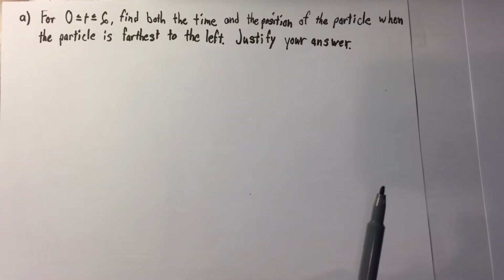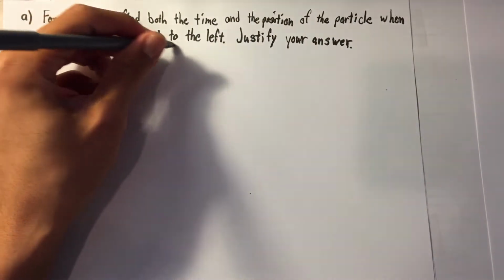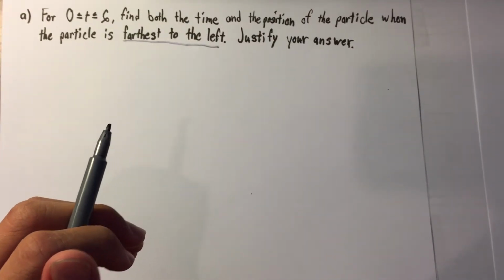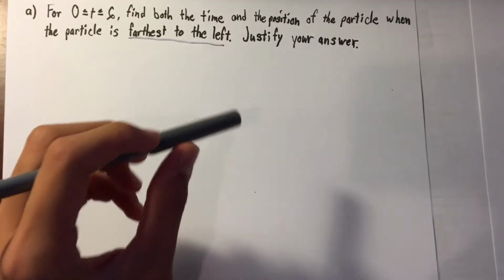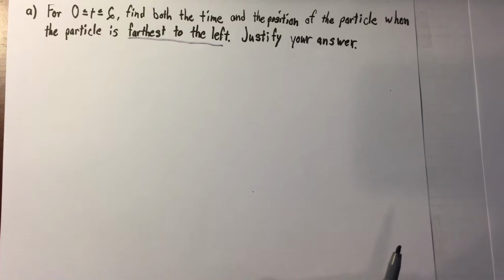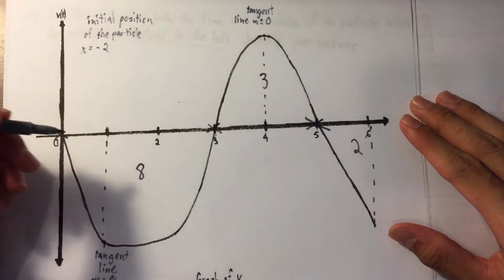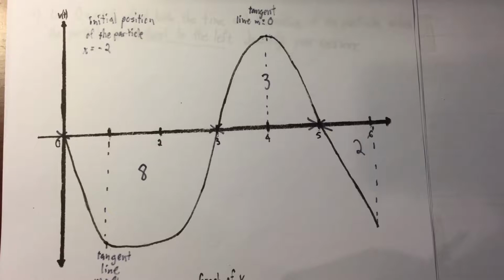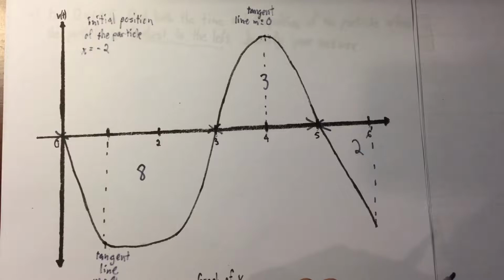So in part A, the question asks us to find when the particle is the farthest to the left, or basically when the particle has the largest negative value. And it also asks us to justify our answer. Since we are given the areas, which are 8, 3, and 2, we can add these values together along with the initial position of the particle, which is -2. By adding these together, we can find where the particle is at different times.